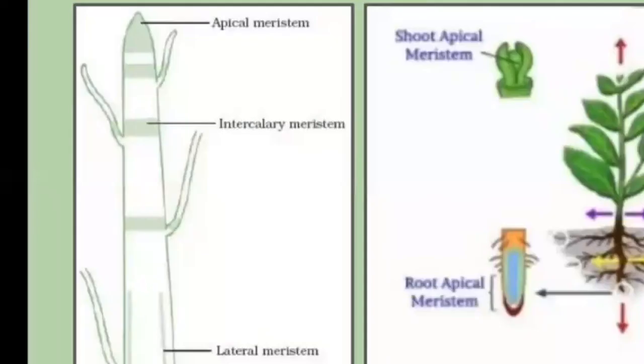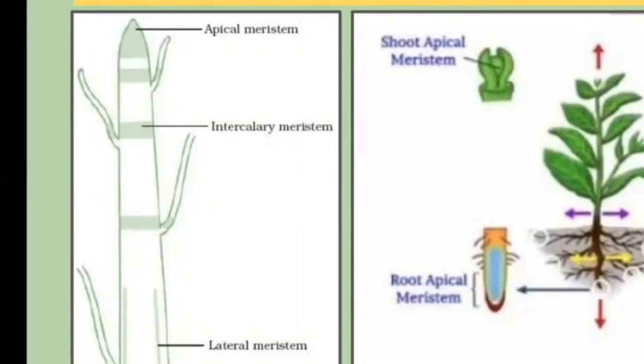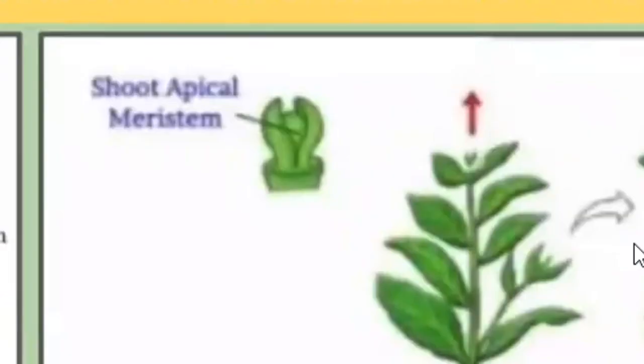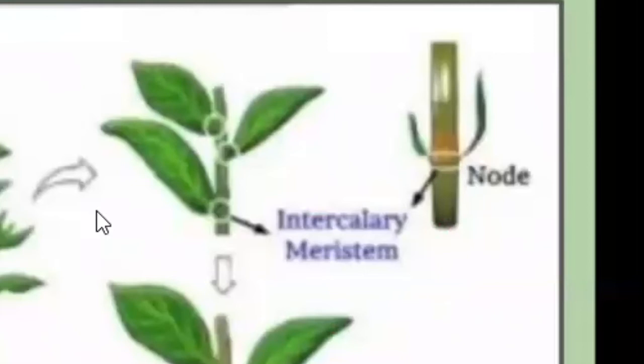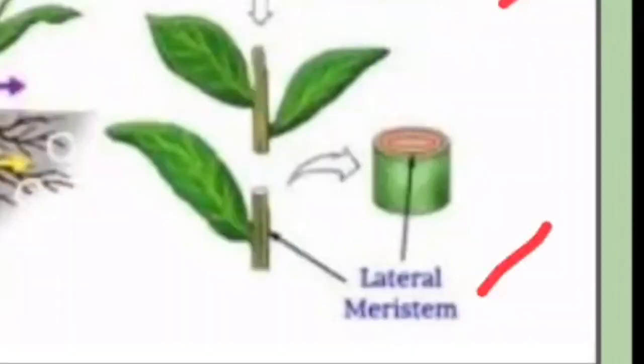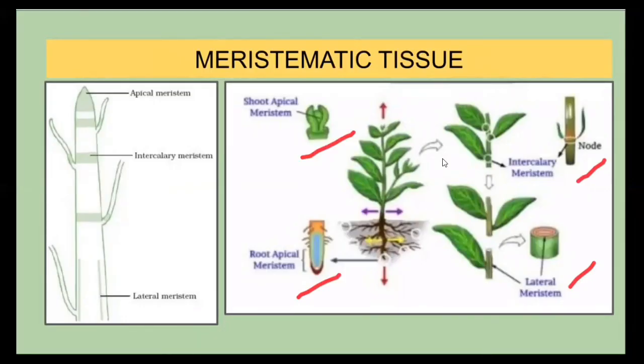Here comes the diagram which shows the proper position of the apical, intercalary and lateral meristem. Consider this diagram: apical meristem, intercalary meristem, and lateral meristem. This completes today's session. If there is any doubt, you are always free to ask and clarify your doubt.